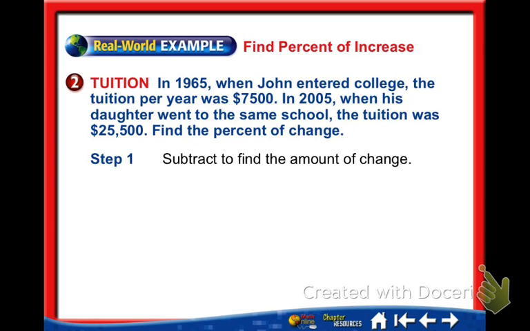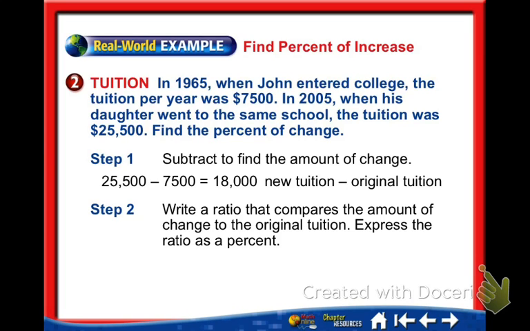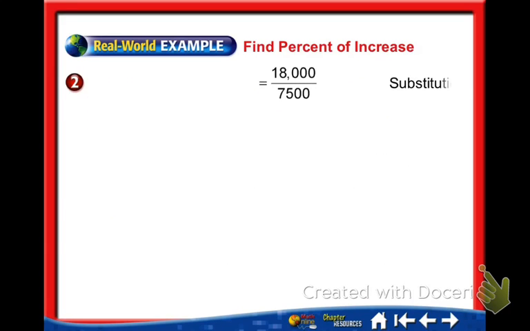Let's subtract to find the amount of change. 25,500 minus 7,500 is the amount of change of 18,000. That was our new tuition minus the original tuition. Let's write our ratio using the formula amount of change over original amount. That's 18,000 over 7,500. Now we need to change this to a decimal and then a percent.